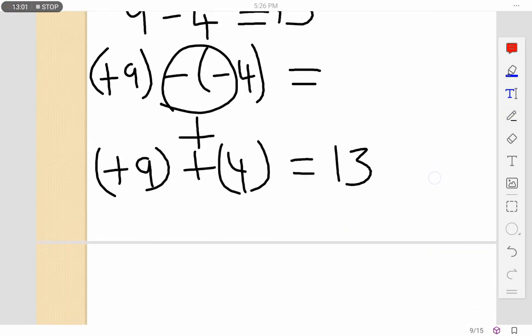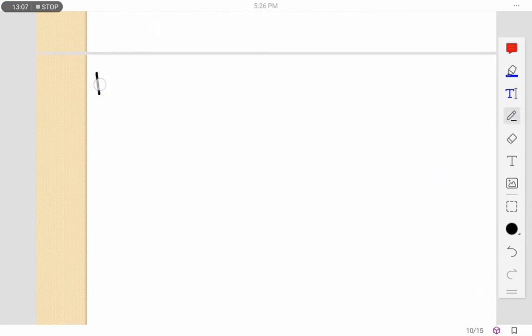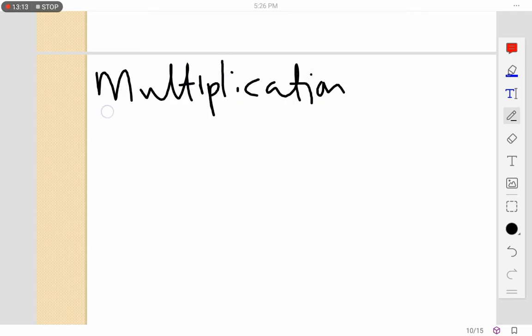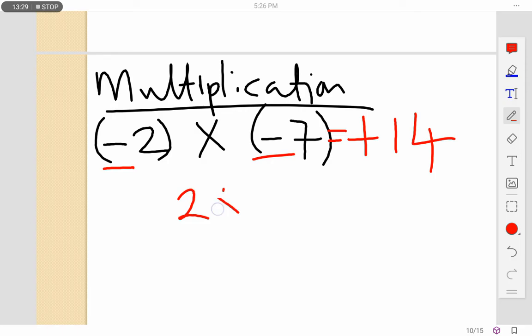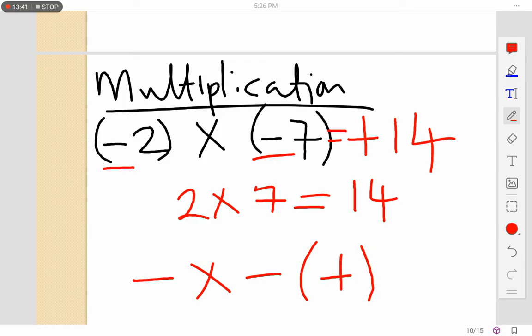Okay, maybe before we go, let's just look at 2 or 3 examples of multiplication. Okay, so I can have minus 2 times minus 7. So when you have two negatives multiplying each other, you get a positive answer. It's like you're just saying 2 times 7. What do you get? We get 14. So what happens is, we say minus times minus, we get a plus as our answer there.